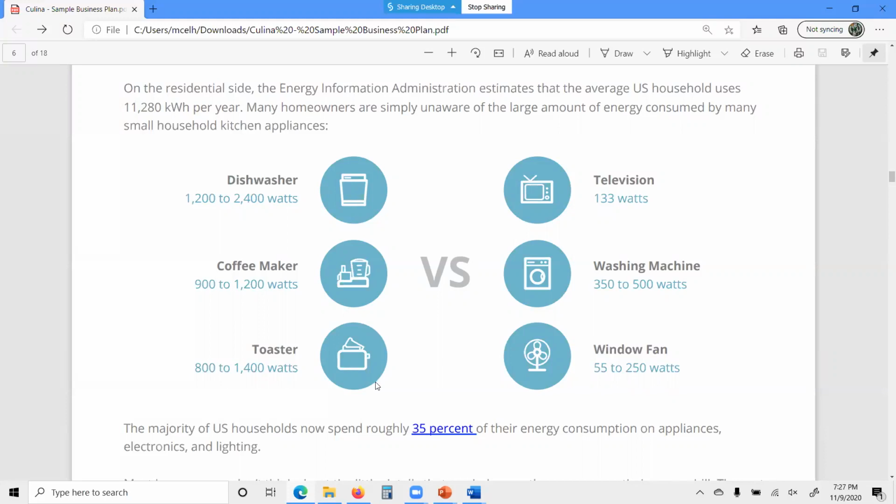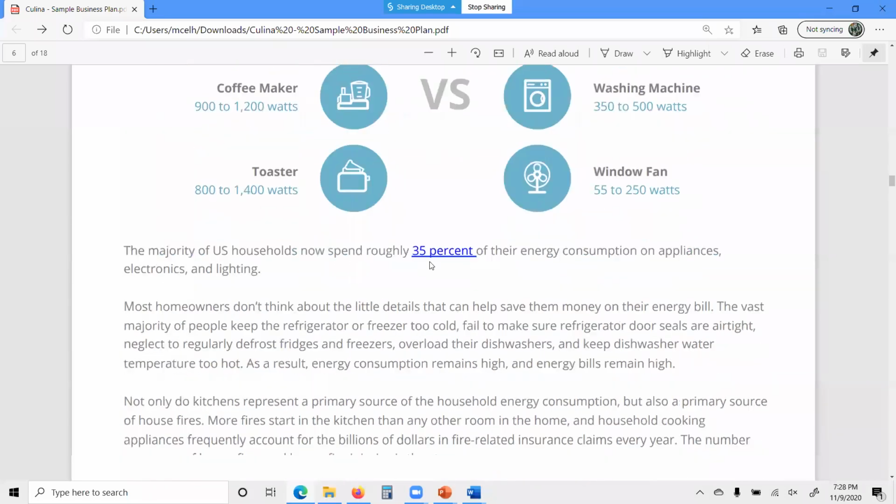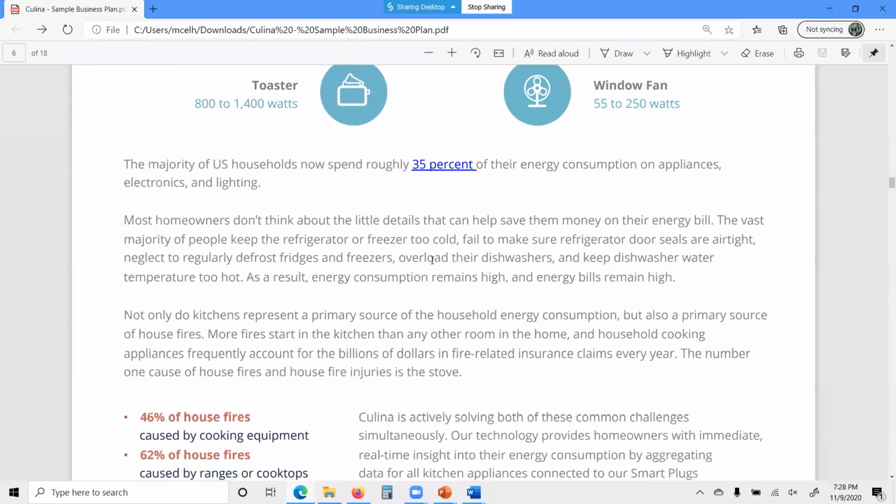So your kitchen appliances tend to use a little bit of juice. Dishwashers, coffee makers, toasters, things like TVs, washing machines. These are all things that could be controlled, turned on and off when nobody's at home through this technology that was being offered from this Kalina company. So the impact could be a reduction in energy used. And the impact could be a drop for a consumer in their electricity bill.